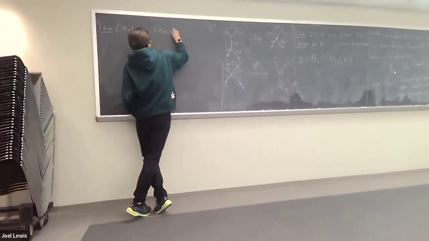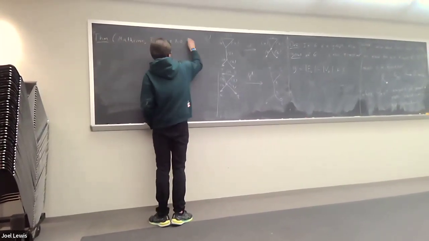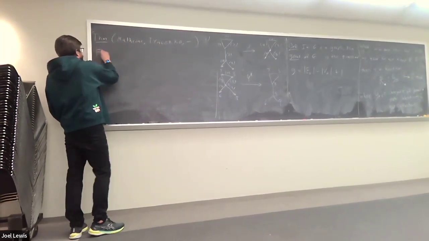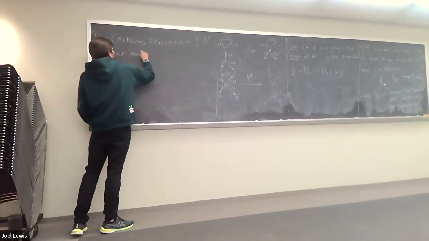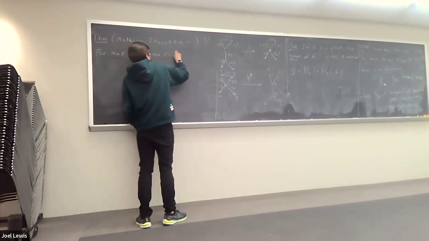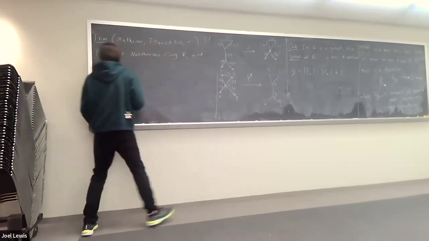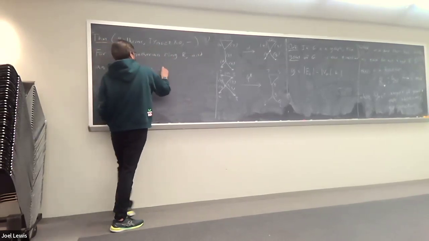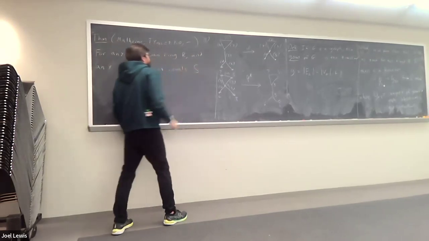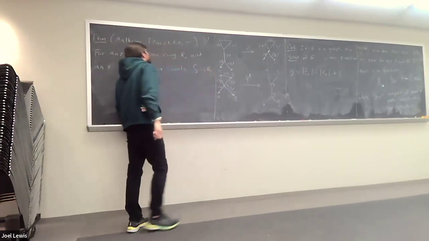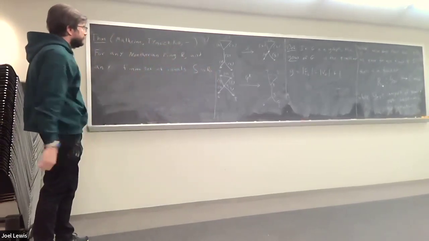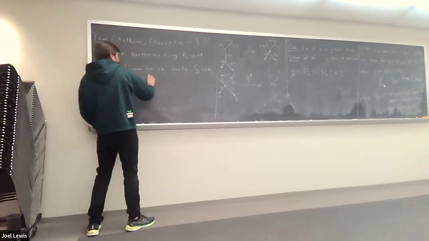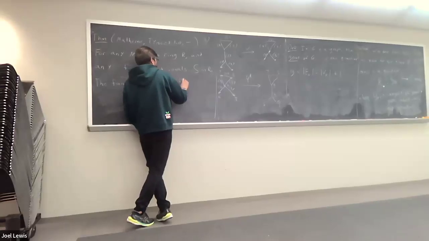which is the theorem, says that the functor, for any Noetherian ring R and any finite set of ideals S in R, the functor of splines is finitely generated.